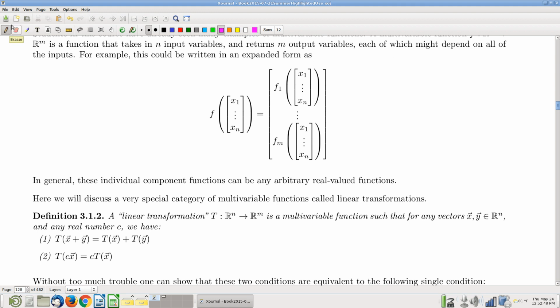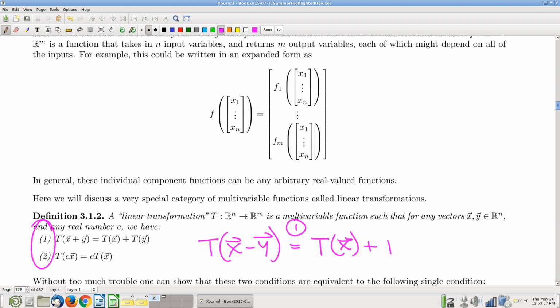What happens for a function that satisfies these two properties? What is T of x minus y? Well, using the first property, I can rewrite this as T of x plus T of negative y. Right? And now using the second property, more to the point, let's look at the second term. T of negative y, that negative 1 factor there is a scalar that I can then factor out.